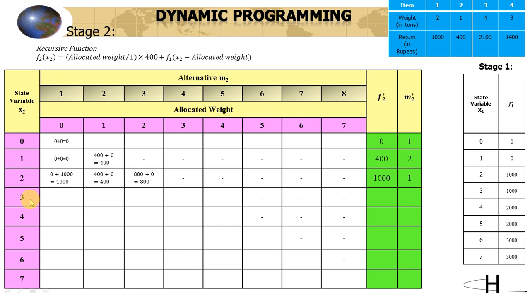When we allocate weight 0, the value of the recursive function will be 0 plus 1000. So by following the same recursive function, this value can be obtained. So the procedure will be same as I have used to calculate these values. So the value of the recursive function will be 0 plus 1000, it will be 1000.